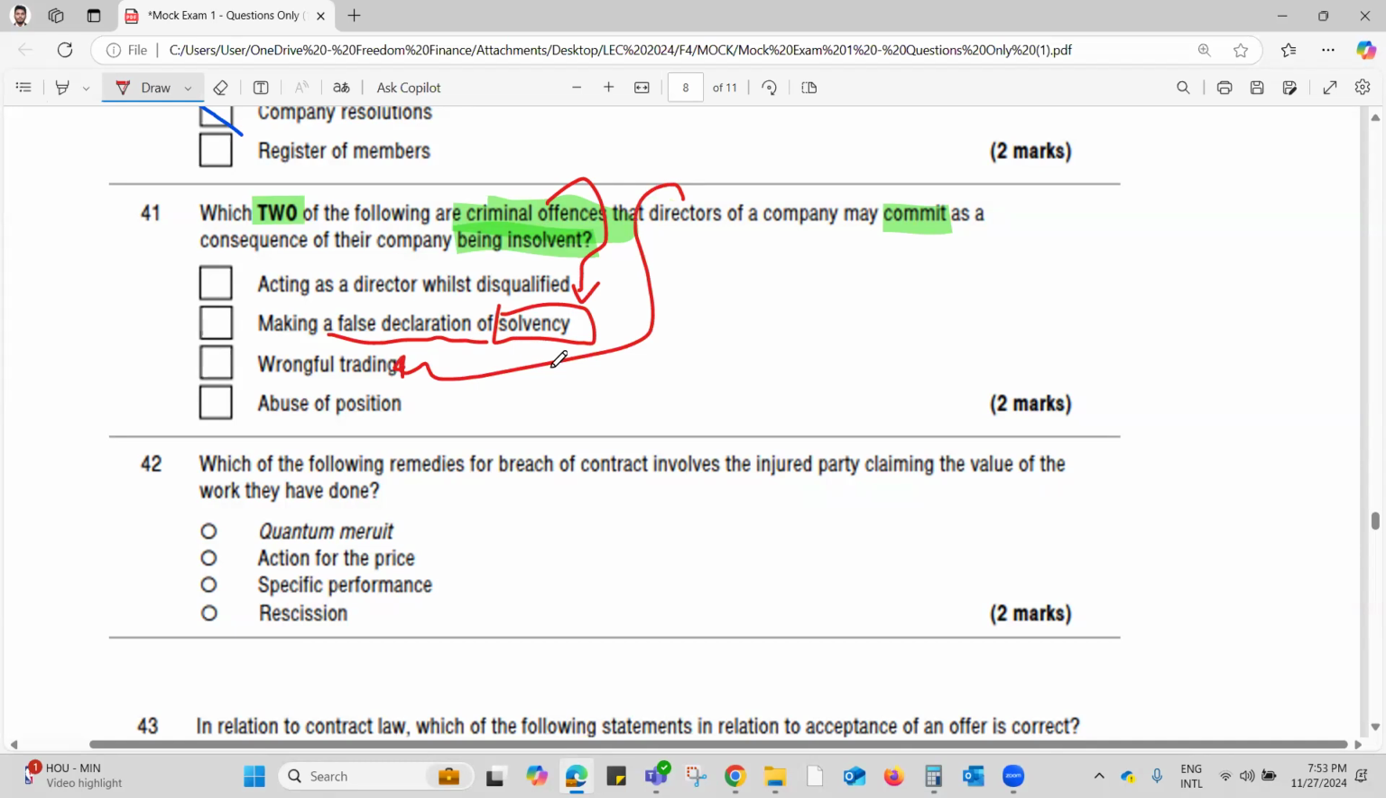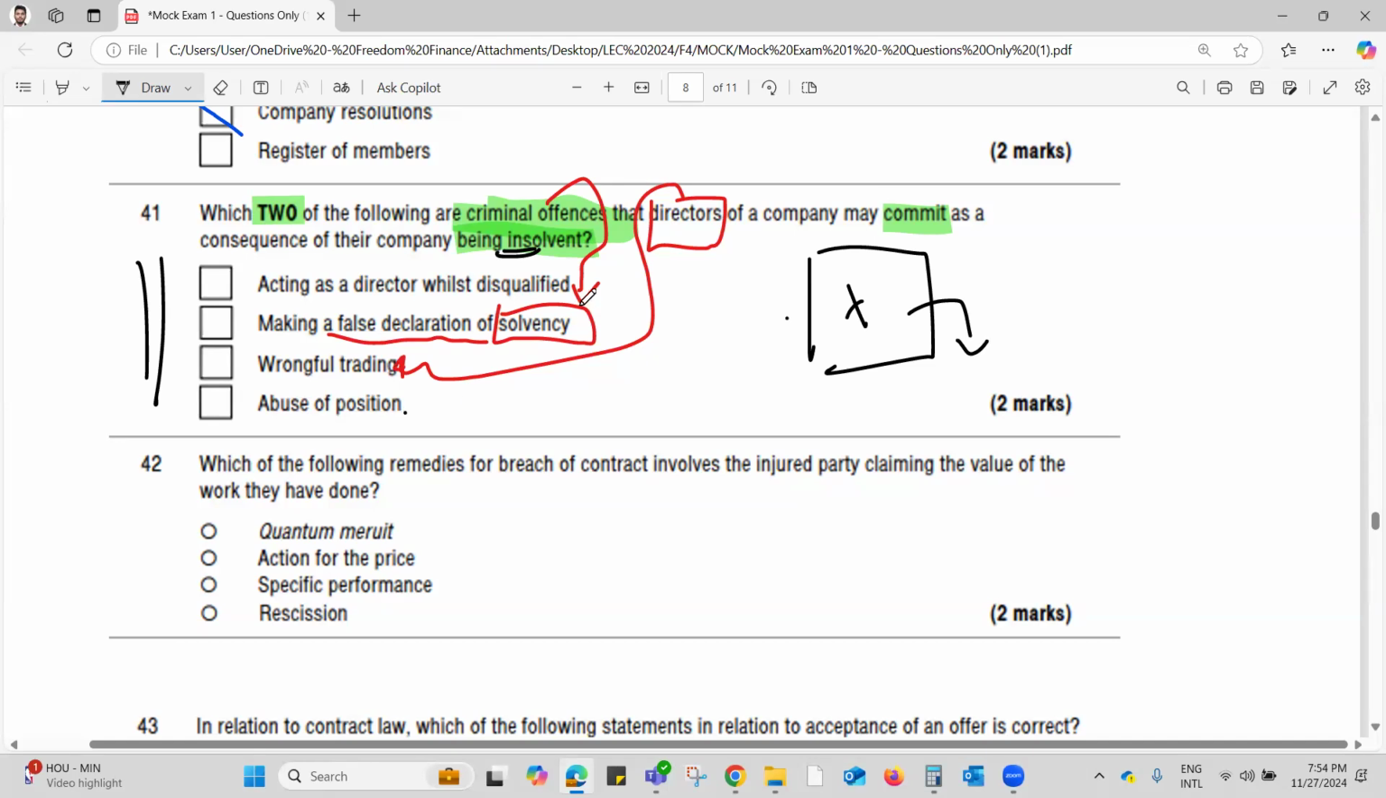So in this instance, all these offenses may be committed by a director. A director can actually commit all these, or in other terms, the offenses. But making a false declaration and wrongful trading will push them to be insolvent. You got it? The question here is the offenses which push you to become insolvent. So it is going to pull you out of the business. So you have to be very careful here.